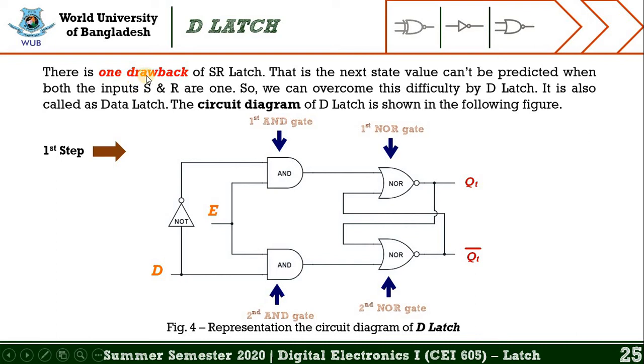Well, from this slide, we may learn the basics or an overview of D latch. So let's start. There is one drawback of SR latch. That is, the next state value cannot be predicted when both the inputs, S and R, are 1. So we can overcome this difficulty by D latch. It is also called the data latch. So you can say D latch is equal to data latch.